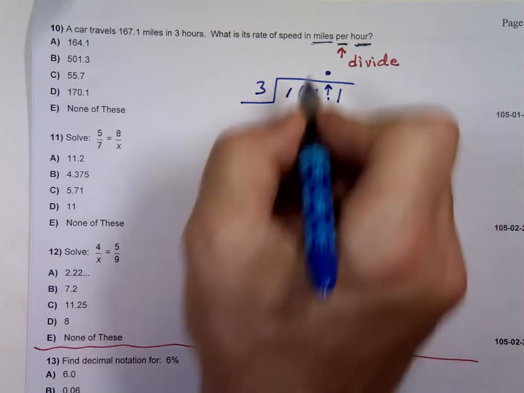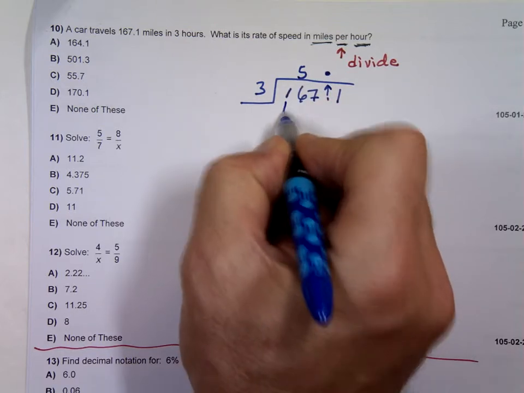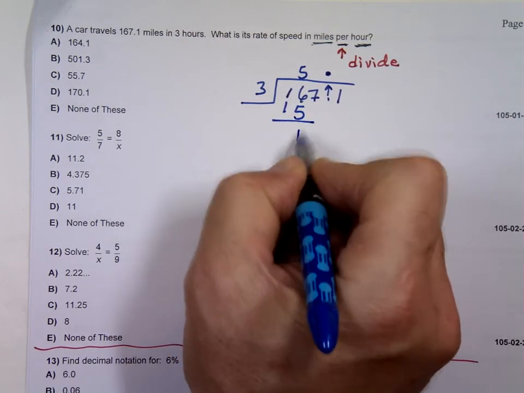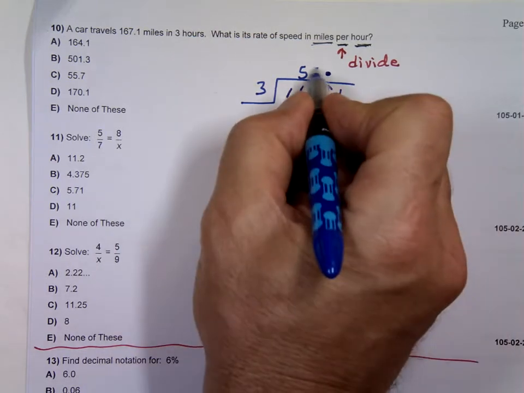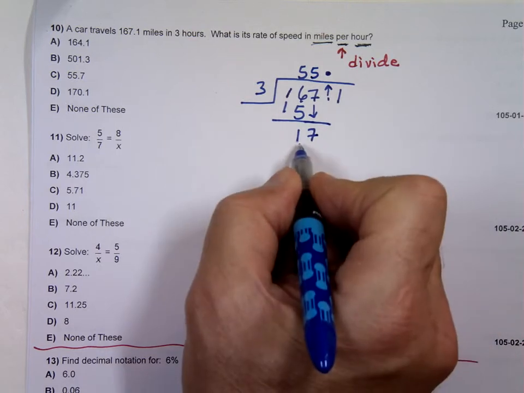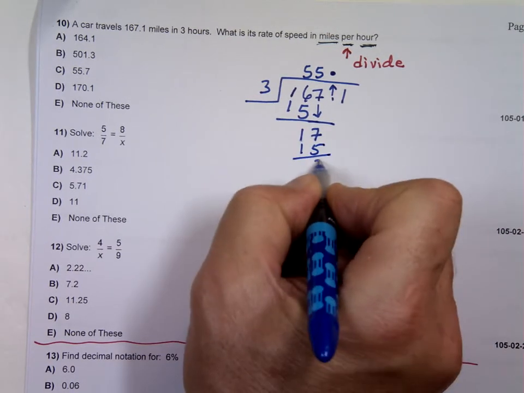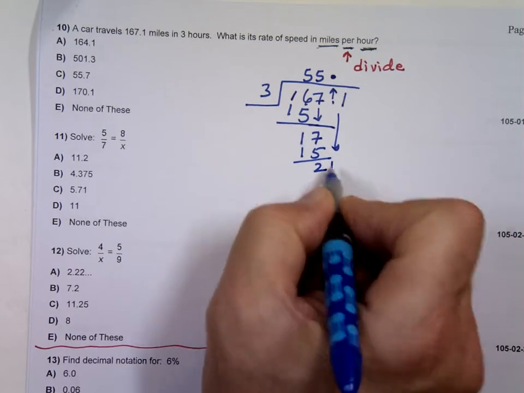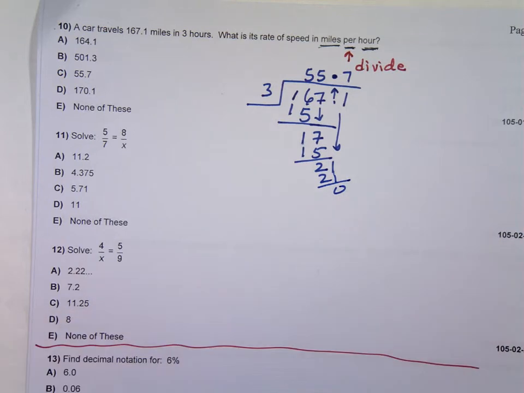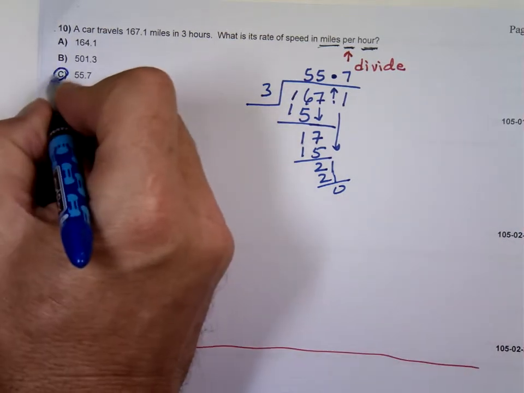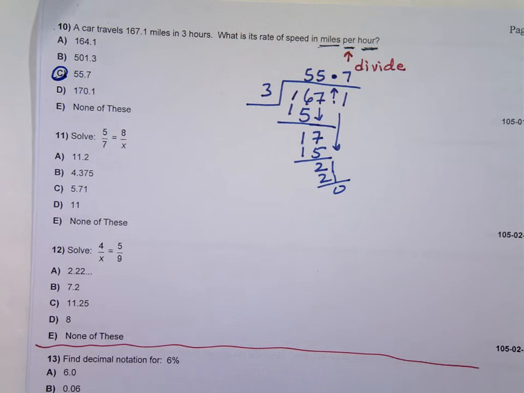16 by 3. 5. 5 times 3, 15. Remainder is 1. Bring that 7 down. 17 by 3. 5. 5 times 3, 15. Remainder is 2. Bring the 1 down. 21 by 3 is 7. 7 times 3, 21. The remainder is 0. 55.7 miles per hour.